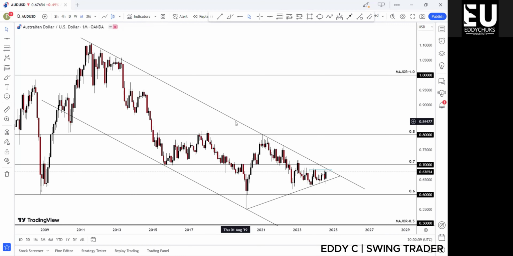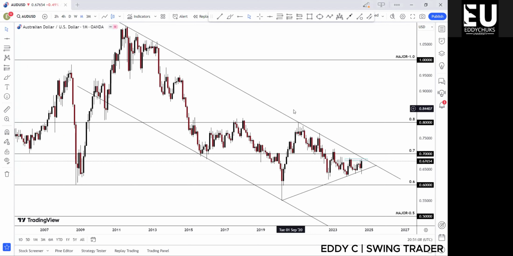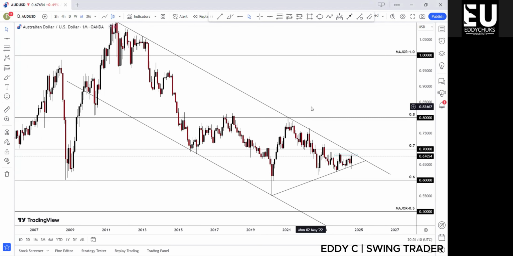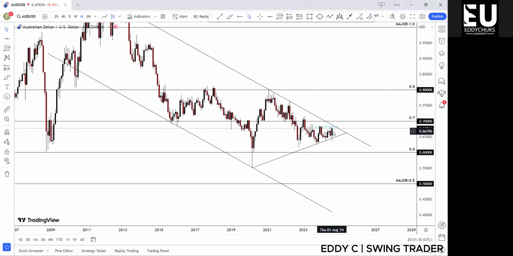So we have here the Aussie dollar, which is also a similar thing we are looking at for the month of September. The Aussie dollar is in a very, very massive downtrend. Starting from 2011 thereabout, we've been seeing a massive declination to the downside on the Aussie dollar, with very, very long-lasting bearish momentum to the downside.